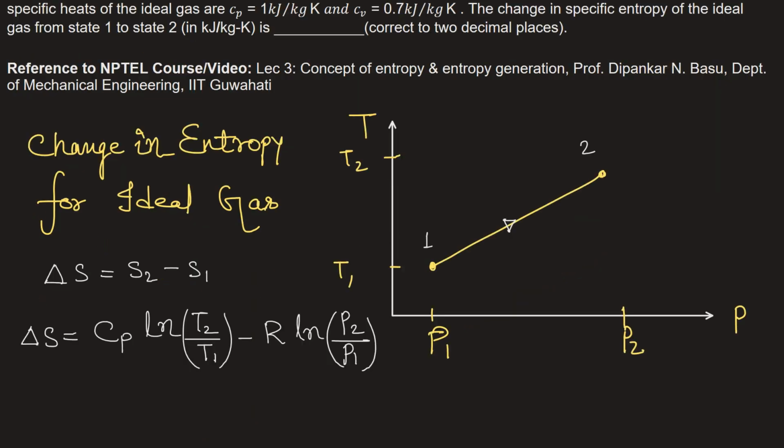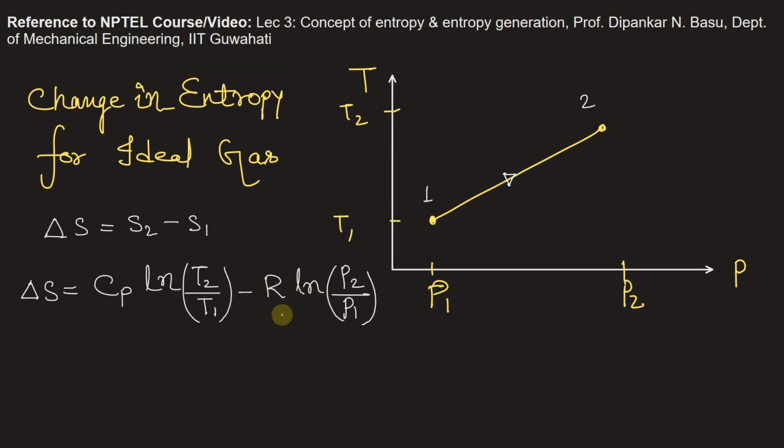Now in this problem we need to first find the value of R. R is the gas constant. R is equal to Cp minus Cv. So in the problem the Cp value is given as 1 kilojoule per kg Kelvin minus Cv, that is 0.7 kilojoule per kg Kelvin. So R will be equal to 0.3 kilojoule per kg Kelvin.